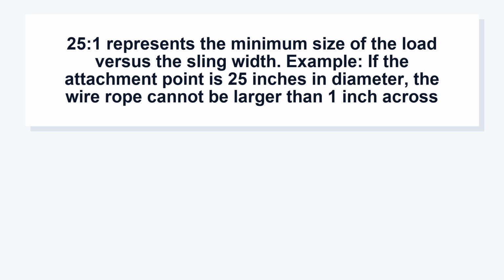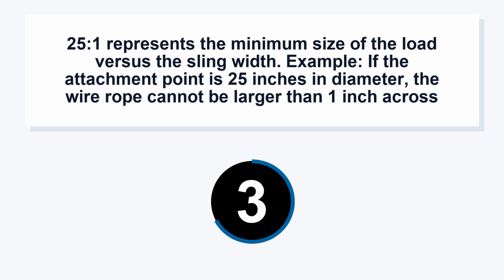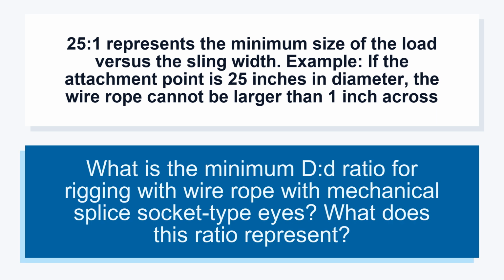25:1 represents the minimum size of the load versus the sling width. Example, if the attachment point is 25 inches in diameter, the wire rope cannot be larger than 1 inch across. What is the minimum D/D ratio for rigging with wire rope with mechanical splice socket type eyes? What does this ratio represent?